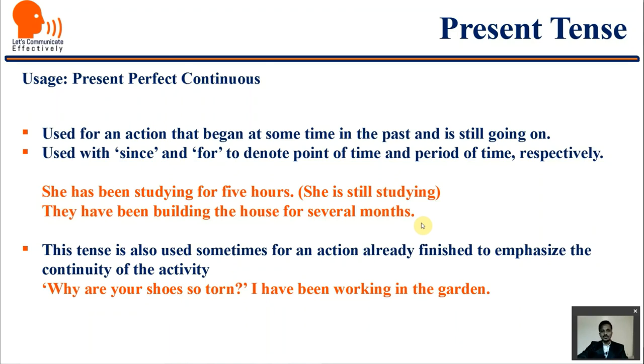This tense is also used sometimes for an action already finished to emphasize the continuity of the activity. Right, now the action is done, but to emphasize the continuity of that activity, present perfect continuous is used. Like, why are your shoes so torn? The answer is, I have been working in the garden. So the question is asked, why are your shoes so torn? And the answer is focusing on the continuity of the activity, and he is emphasizing the shoes are torn because I have been working in the garden and there I have got my shoes torn.